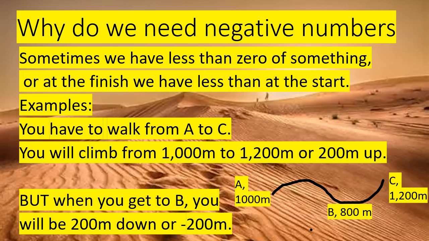So, for example, you walk from A to C. You will climb from 1,000 meters to 1,200 meters, or up 200 meters. But when you get to B, you will be down 200, or minus 200 meters. You can see you go from A to B to C on the diagram there.